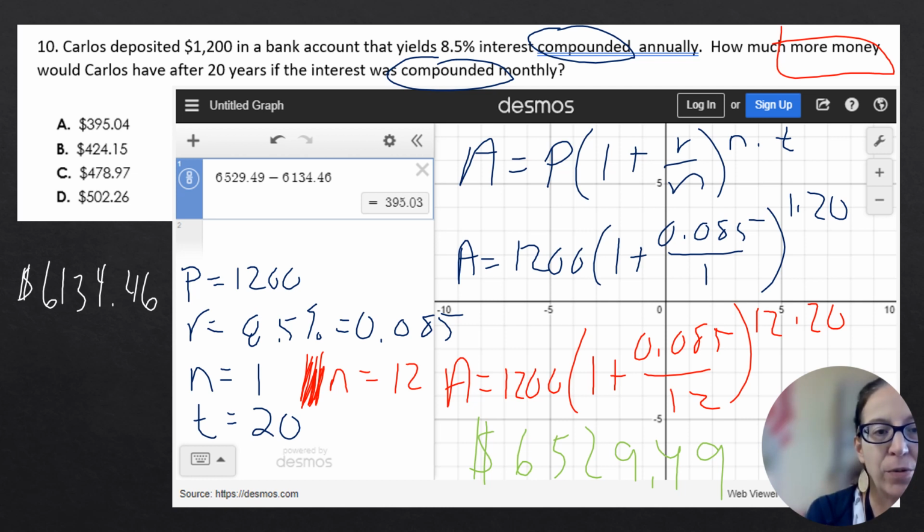So our last problem here needs to be a subtraction problem. So 6529.49 minus 6134.04, and I have $395.45. That one has $395.04. Because I typed that wrong. That should be 46. There we go.